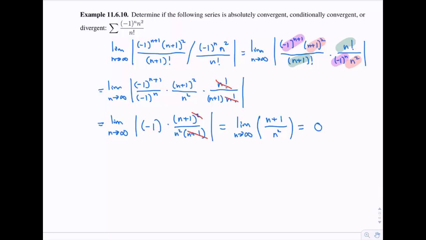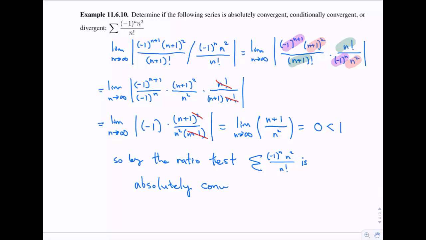So this limit is going to be 0, right? Because, well, you can use L'Hopital's rule, you can use Math 132, whatever you're comfortable with. Well, this is certainly less than 1, right? So by the ratio test, our series, that is negative 1 to the n times n squared over n factorial, sum from n equals 1 to infinity, is absolutely convergent.